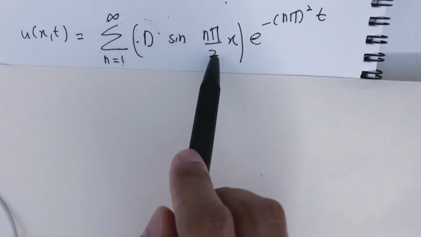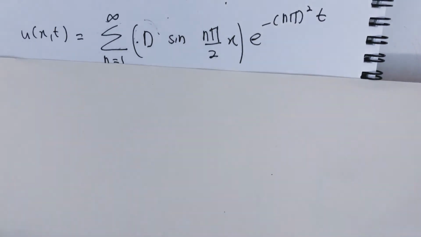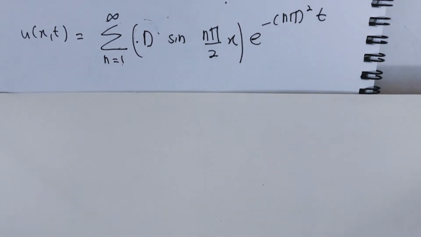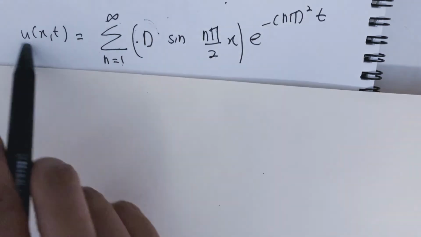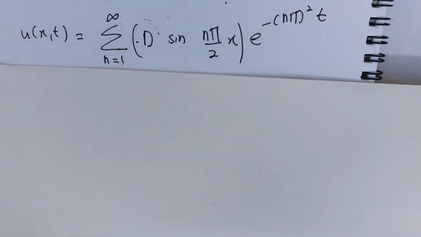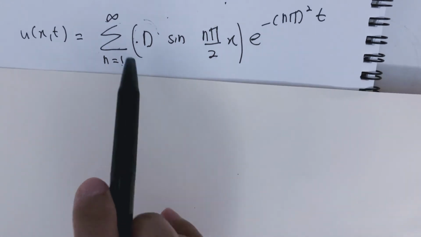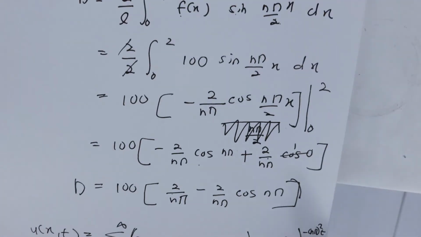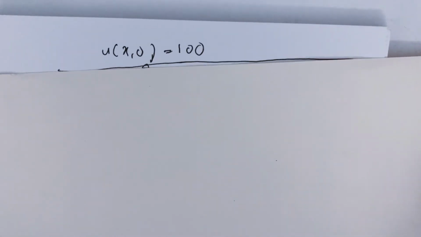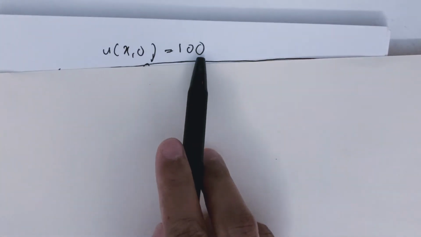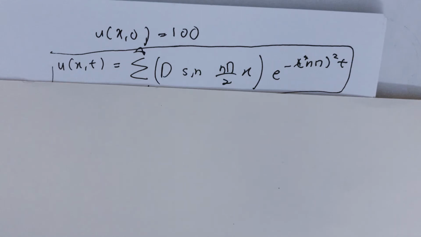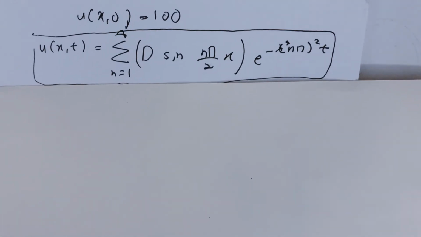It's not pi. So we have D sin(n pi x over 2), now that lambda becomes n pi, times exponent of negative n pi squared t. So this is our latest equation, but it's not over yet since we still have another constant, which is D. That is when we apply the last boundary condition, the last one, which is u at t equals 0 equals 100. Now we're going to apply it in this latest equation.